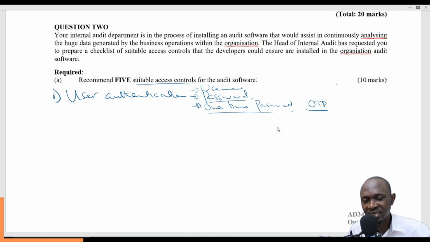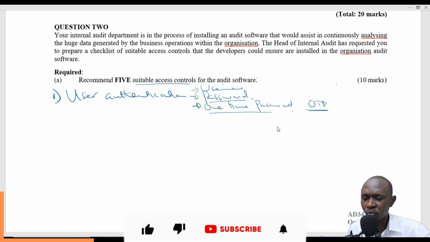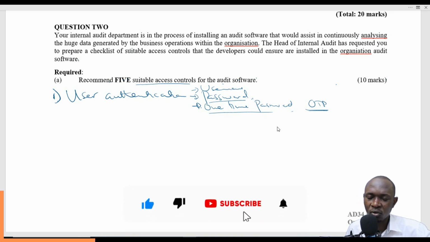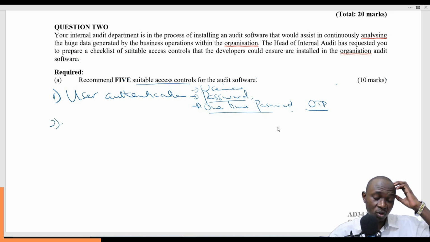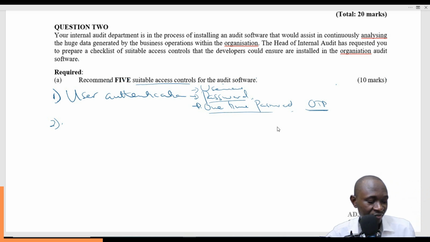So these are just mechanisms that are going to be put in place to ensure that we don't have unauthorized parties joining the system, because in the process they might get a lot of other information which is not supposed to be made public or to go into other hands that are not authorized. So one of the recommendations we'll give is user authentication, and this will involve the use of usernames, passwords, and the one-time password which is sent to their phone or to their email addresses.